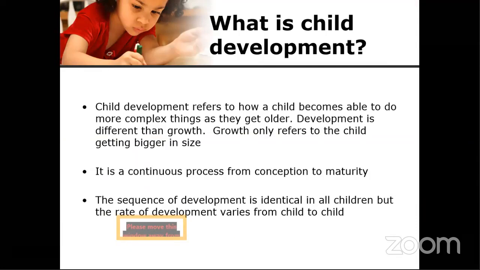So what is development exactly? Before studying the milestones, we'll study what development is. Child development refers to how a child becomes able to do more complex things as they get older. It's not simple things, but more complex things. Development is different from growth. As my friend Nabhi sir has already talked about growth, growth only refers to the child getting bigger in size. Development is a continuous process from conception to maturity. One more thing is that the sequence of development is identical in all children, but the rate of development varies from child to child.